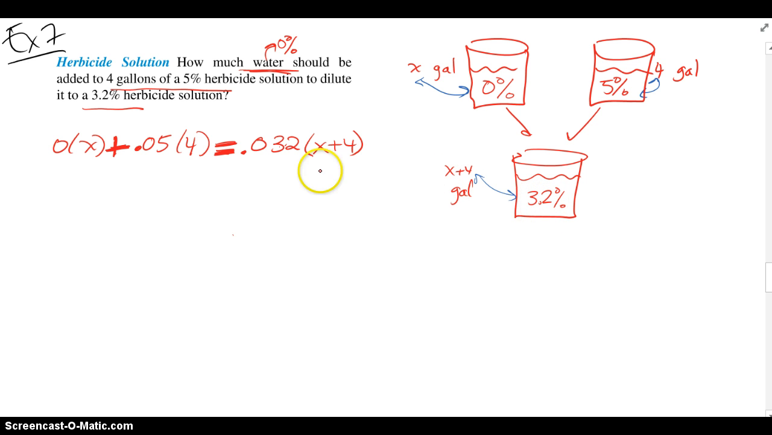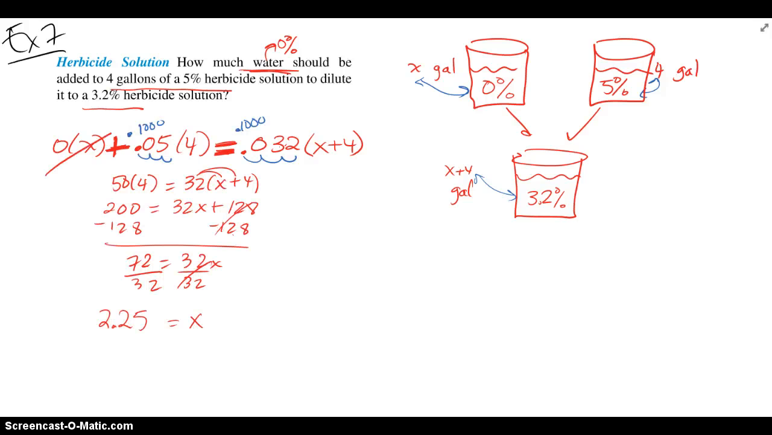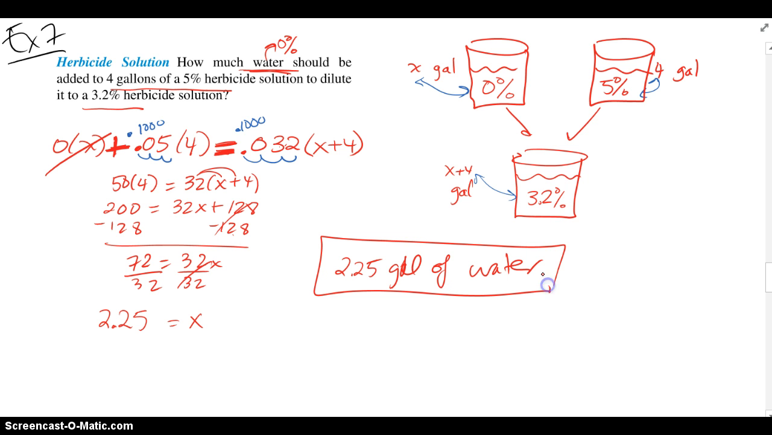So move that decimal twice and you get 0.032 times x plus 4, and then we solve this equation. So we've solved the equation. I multiplied both sides by 1,000 to get rid of the decimals, and also the 0 times x went away. And we end up with 2.25, which stood for the gallons of the water. So we need 2.25 gallons of water to dilute this solution. And notice we need less of the water because 3.2% is closer to 5% in concentration.